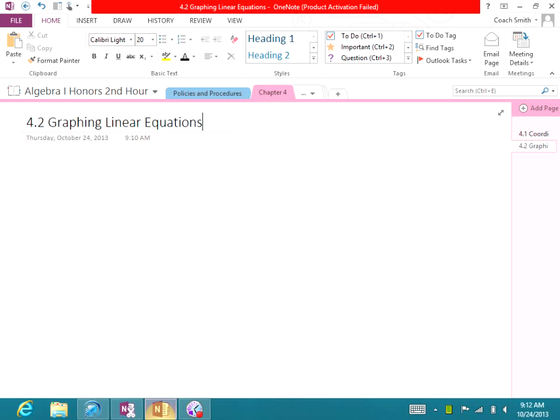All right, 4.2, graphing linear equations. Obviously, you said you hadn't needed to really have graph paper. And as I stated, you need to have some graph paper for the next week or two as we get through these sections in chapter 4.